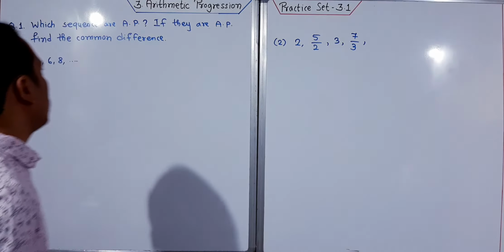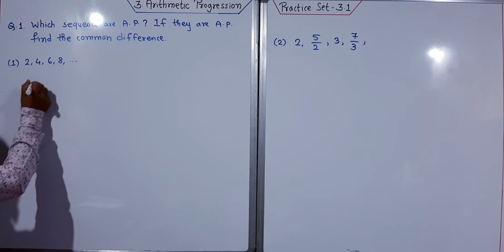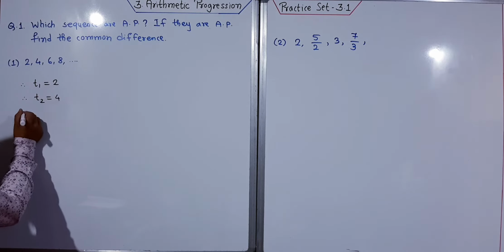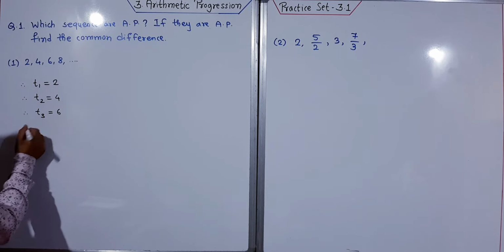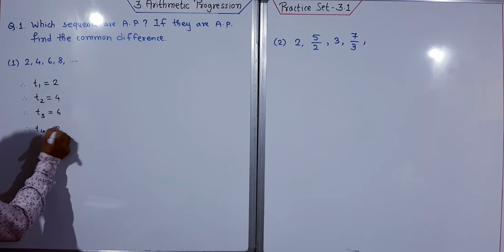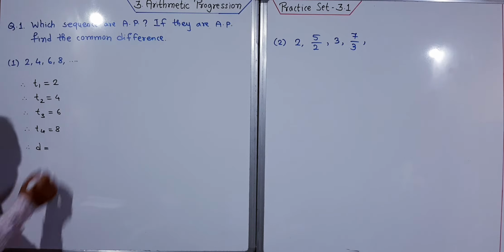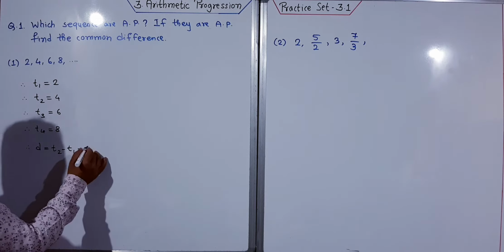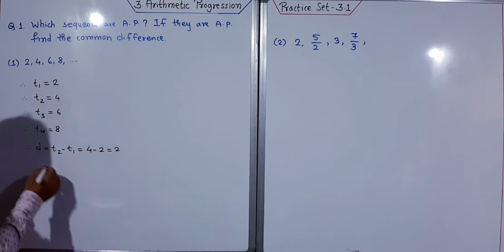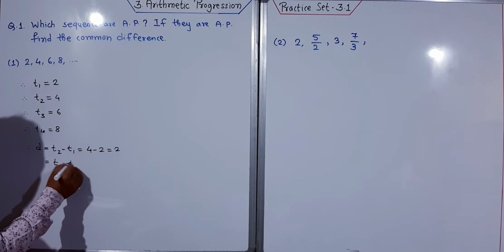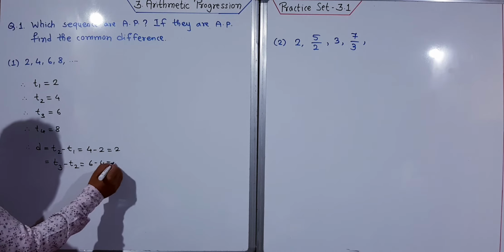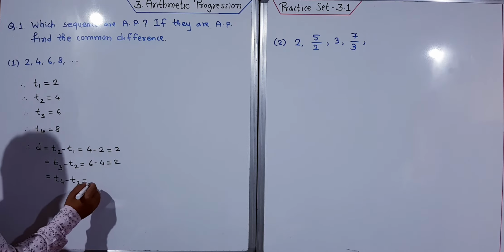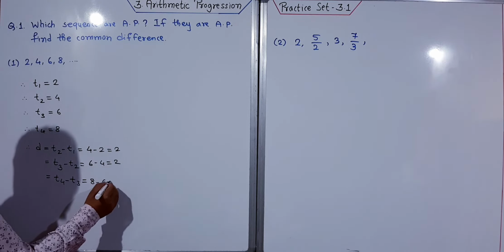Okay, so let's start. 2, 4, 6, 8. Therefore I am writing the solution. T1 is equal to 2, the first term, T2 is equal to 4, T3 is equal to 6, and T4 is equal to 8. D is known as the common difference. It is T2 minus T1, 4 minus 2, it is 2. Then T3 minus T2, it is 6 minus 4, it is 2. And T4 minus T3, it is 8 minus 6 is equal to 2.